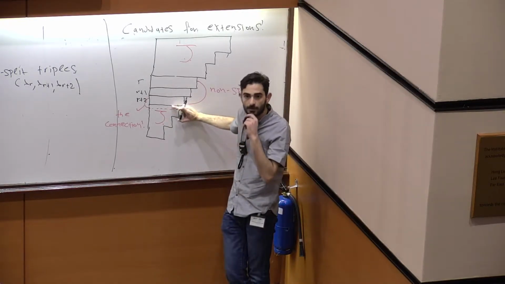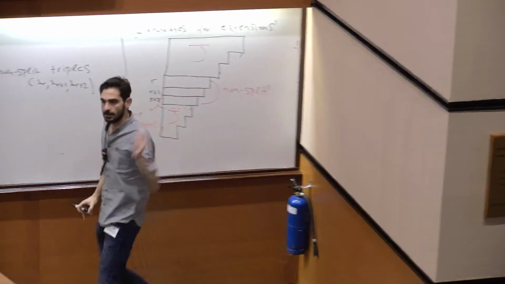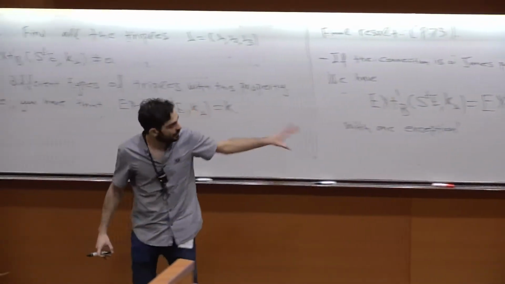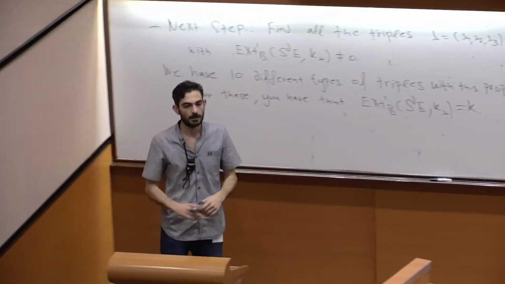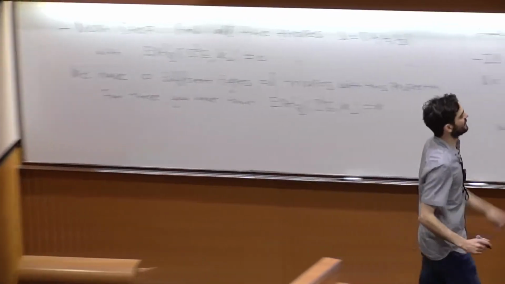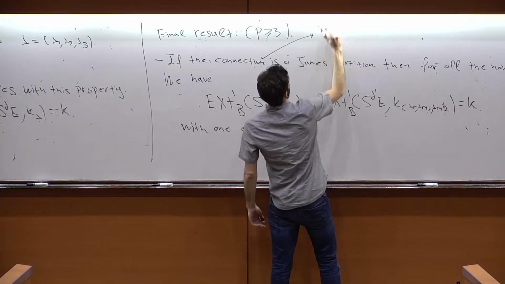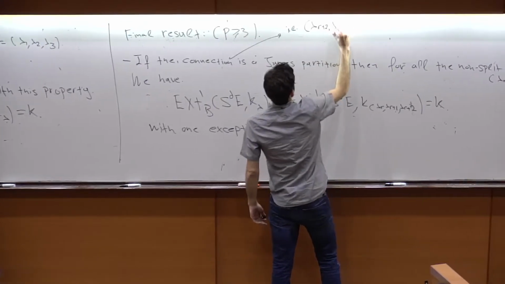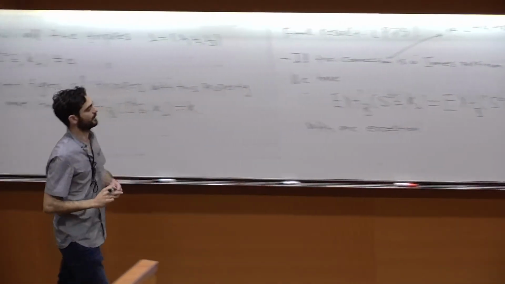But there is one triple that doesn't do the job. It needs some special treatment. It needs an extra property. It's not that this will give you 0, but you need an extra condition for only one of the 10 triples. Yes. Thank you. This is my connection, the diagram, yes.